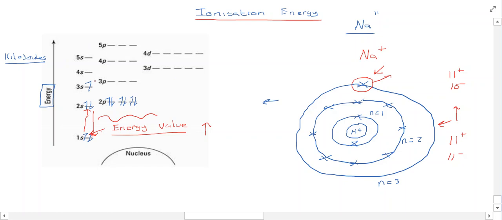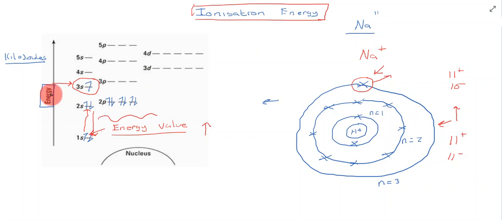So if we want to remove this electron, there's going to be a specific value associated with it. It's going to take energy. You're going to need energy in order to pull off this electron, and the energy that you need to pull off this electron is what's called the ionization energy. It's the energy that it'll take to pull off this electron here.